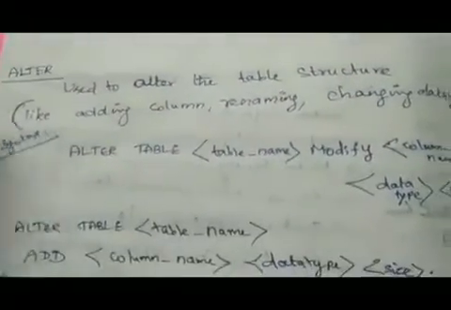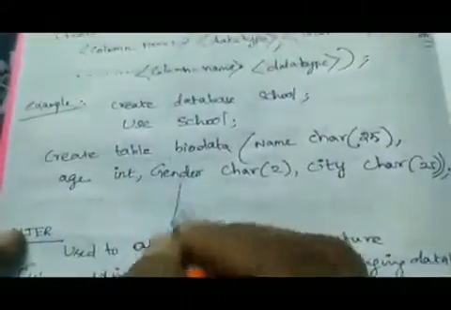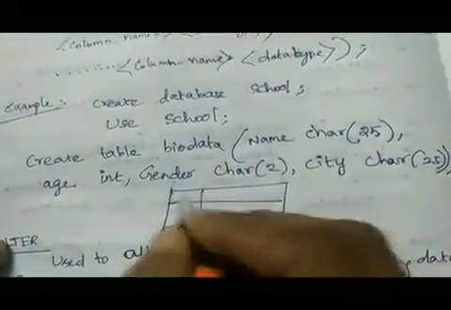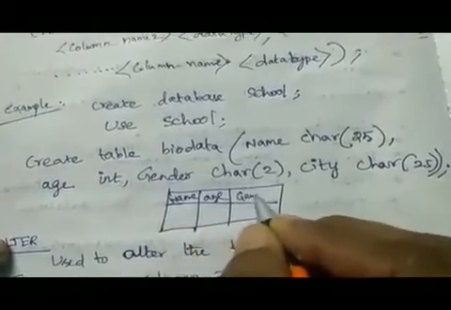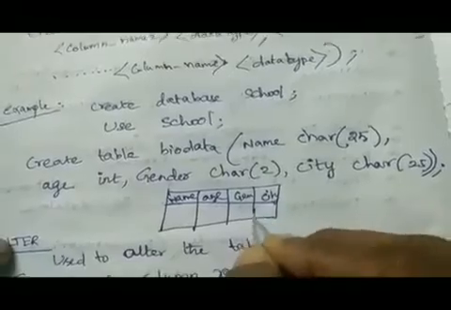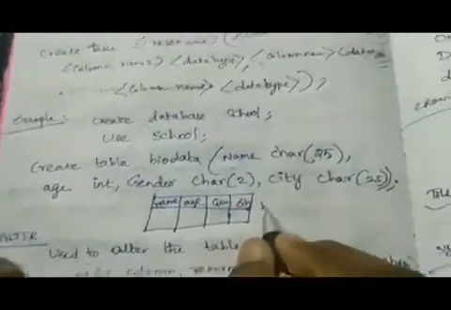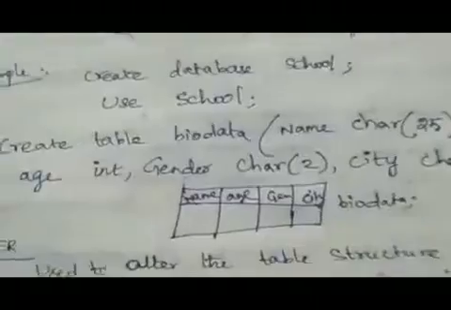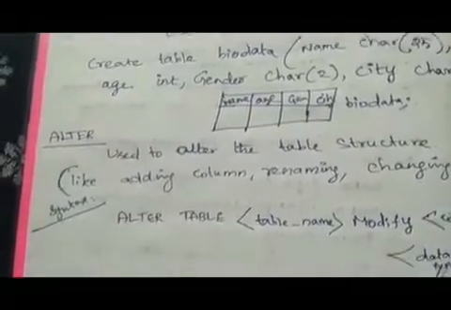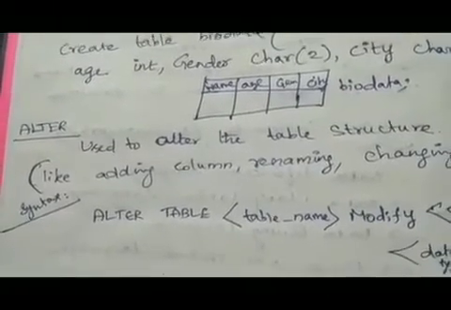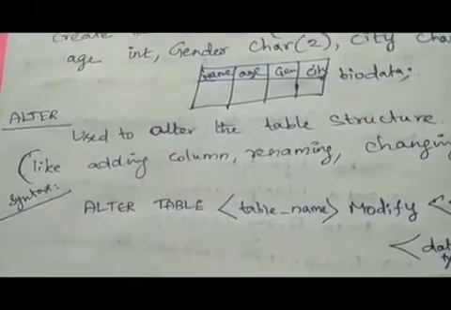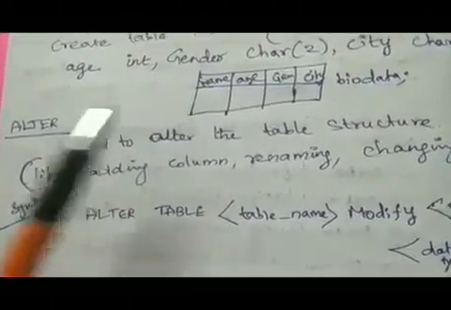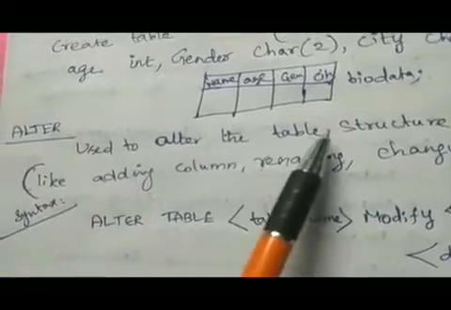Suppose our table, in this example, how many fields are in our table? Name, age, gender, and then city. These are all the 4 columns in our table. The table name is biodata. It is just a rough structure without any records. We have just created a table alone; the structure of the table alone gets created. So if you want to make any changes in the table, you have to use the alter command.